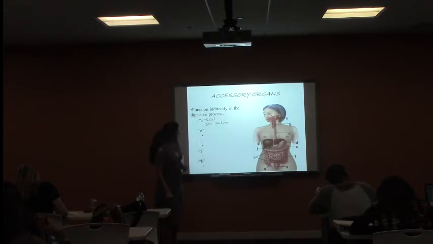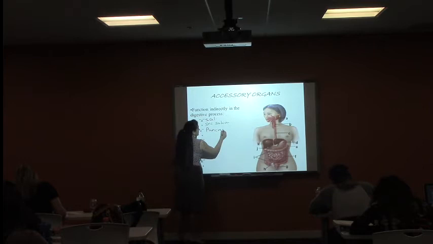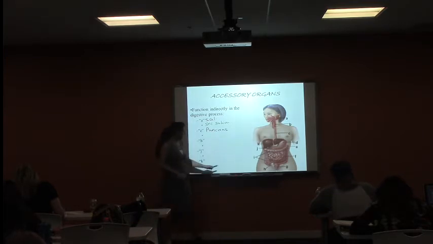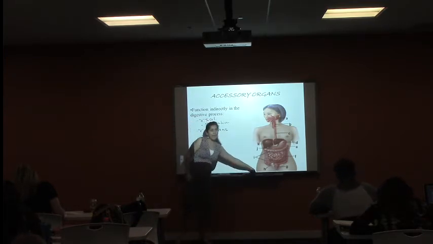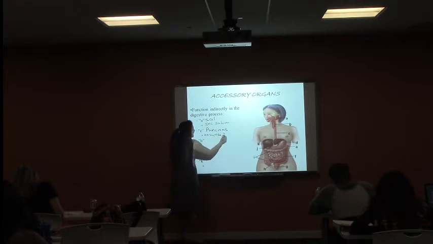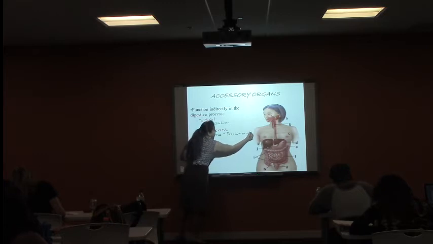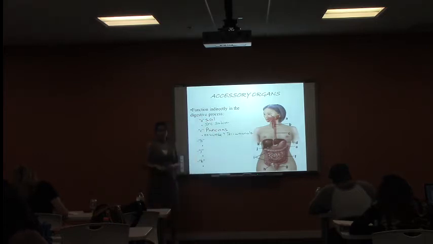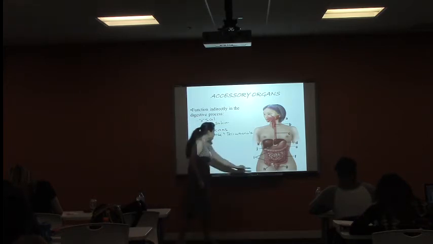E is pancreas, and the pancreas releases enzymes and bicarbonate. Now this pancreas, as you know, has an endocrine part and an exocrine part. I'm talking about the exocrine part. We already covered the endocrine part, okay?